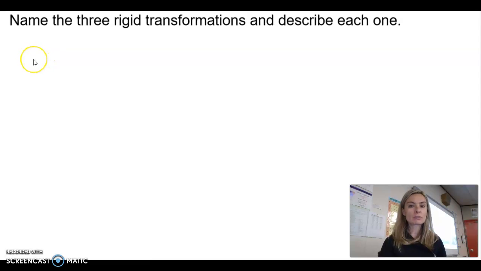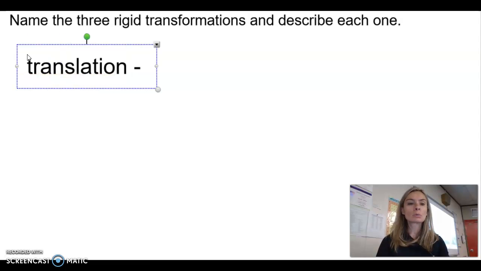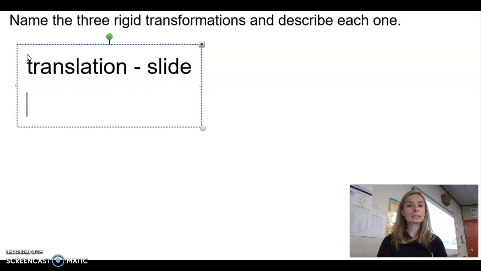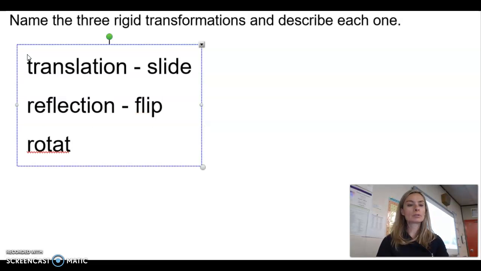Name the 3 rigid transformations and describe each one. The first one that we learned about was a translation. What's the word for translation? A slide. And then reflection, flip, and rotation.